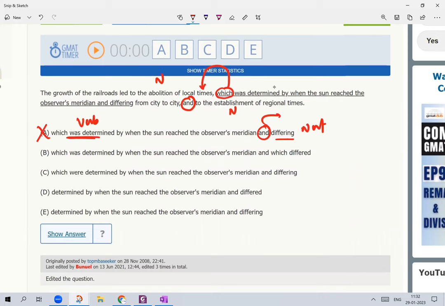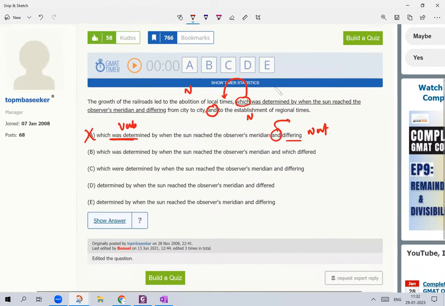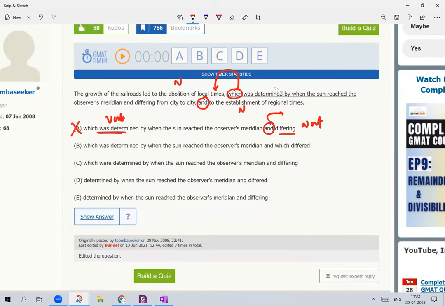So parallelism doesn't just help you in choosing the answer. Parallelism is one of the most beautiful concepts to eliminate answers. Even if you don't understand that this is a non-essential part, that is fine. But you should understand it is not parallel, because "which was determined" is 100% a verb. "Differing" alone is not a verb. An -ING form alone is not a verb. You don't have to even think about what it is. It is not parallel, so gone. "Which was determined" is again a verb, and "which deferred" is again not a verb. But it might be a verb for you.